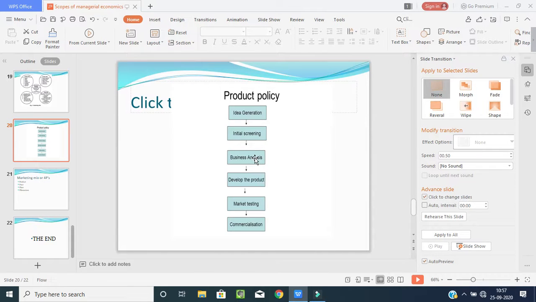From business analysis or initial screening, we get the data from the market, what sort of features are needed by the customer, who our competitors are, whether they are developed or not in the market, and whether we can develop it or not. All these strategies come in the business analysis. Now we have to develop the product, then do the market testing, that means a sample size should be taken. Once it is a success, then we go for commercialization, that means start the business.